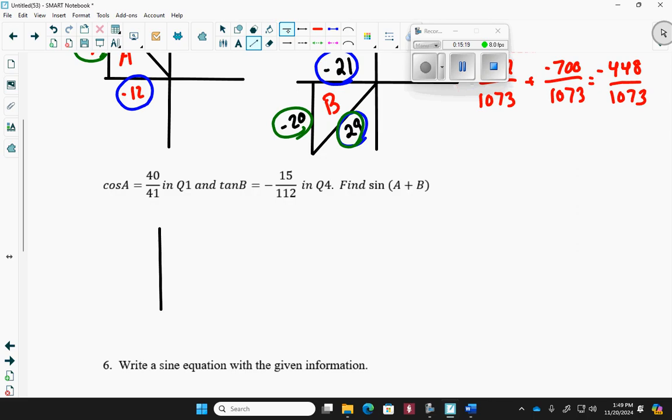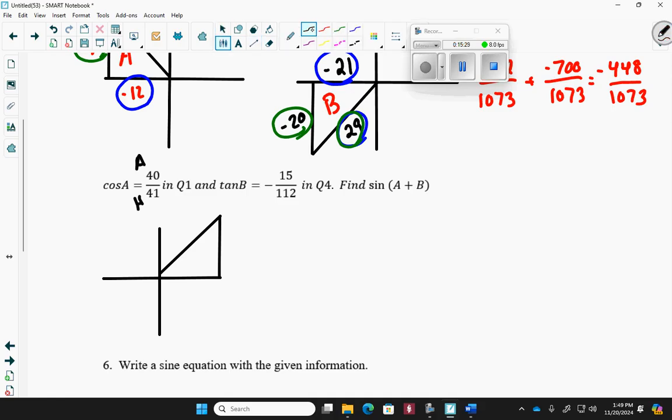We are in the first quadrant. I'm just going to draw it like this. Remember, your cosine is your adjacent over your hypotenuse. So adjacent is 40, hypotenuse is 41. The Pythagorean theorem says that this is going to be 9. I'm going to call this A.